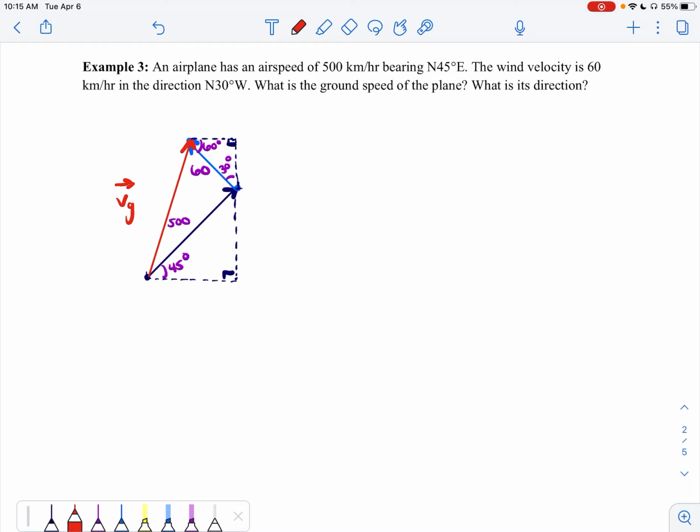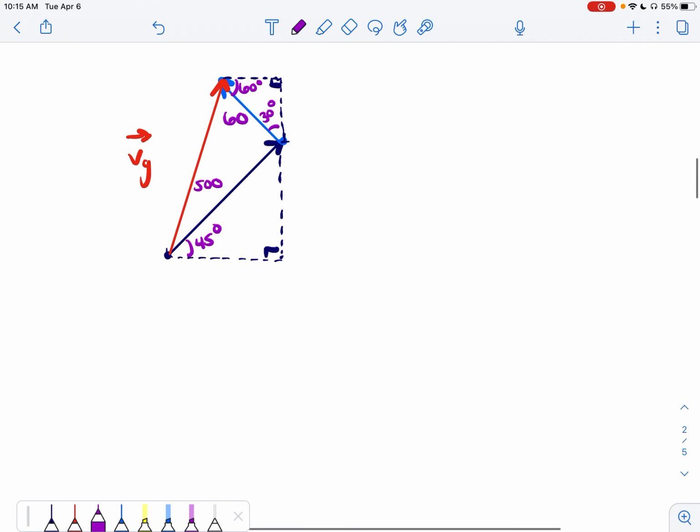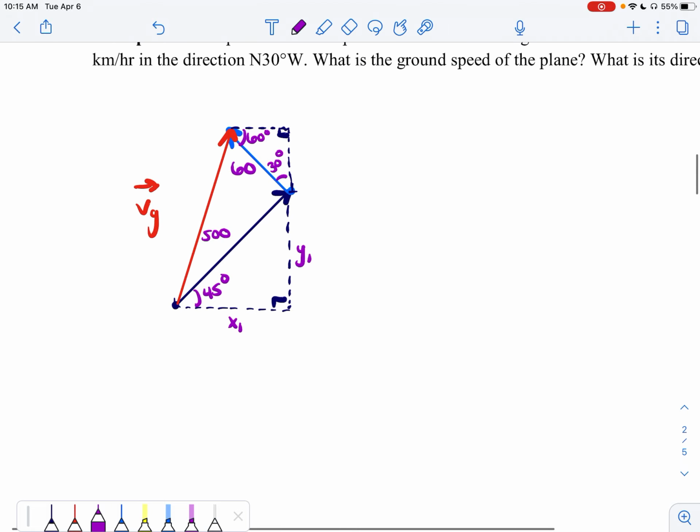Okay, so now I'm going to go ahead and label some of this stuff out. I'm going to start with my plane. I'm going to label out my components. I'm going to call the horizontal component x1. I'm going to call the vertical component y1. Right, and then similarly with my wind, I'm going to call the horizontal component x2.